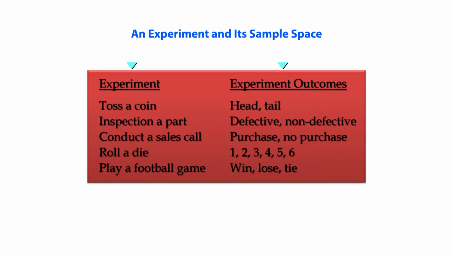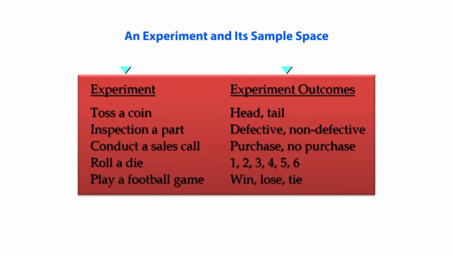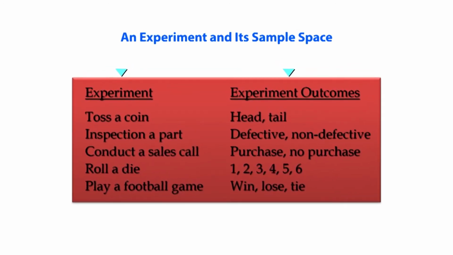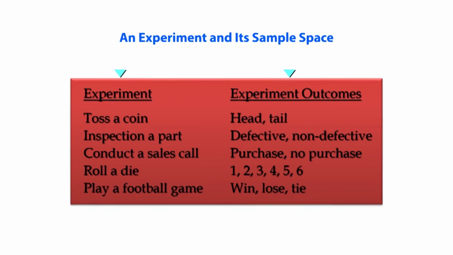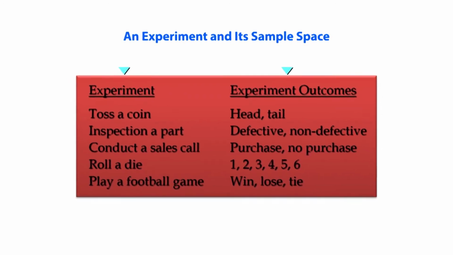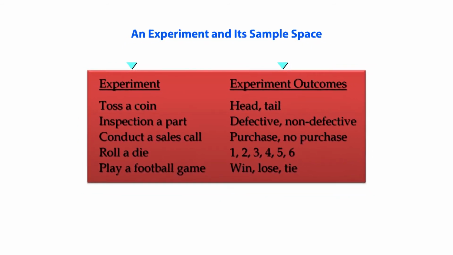If you are going to talk about experiments, take toss a coin, or inspection of a part. When the experiment is toss a coin, the experiment outcome is head or tail. Inspection of a part, it is called defective or non-defective. Conduct a sales call: purchase, no purchase. Roll a die: 1, 2, 3, 4, 5, 6 are the experiment outcomes. And play a football game: the experiment outcome is win, lose or tie.